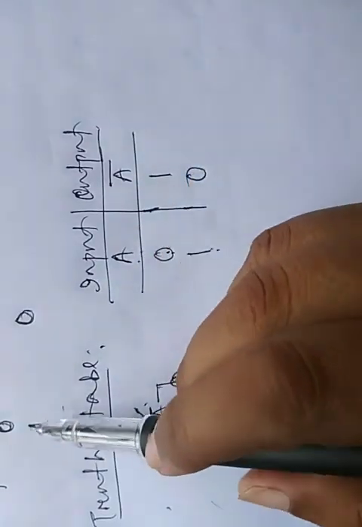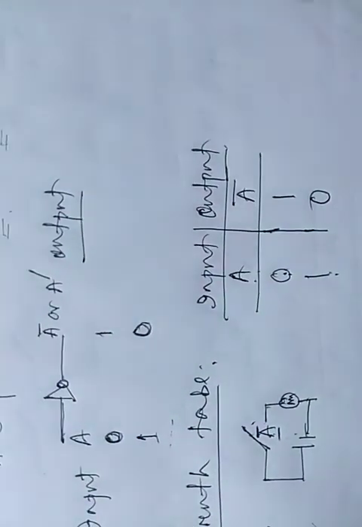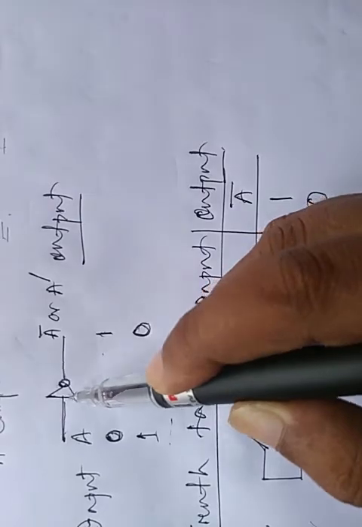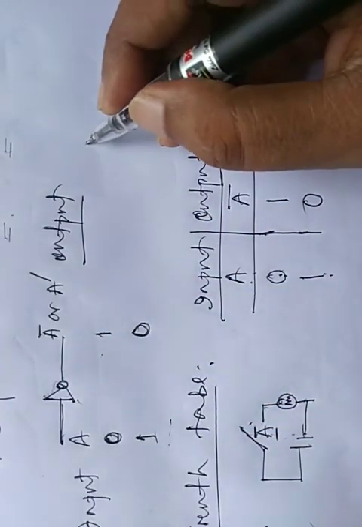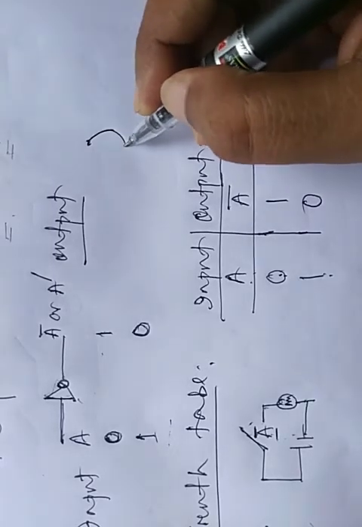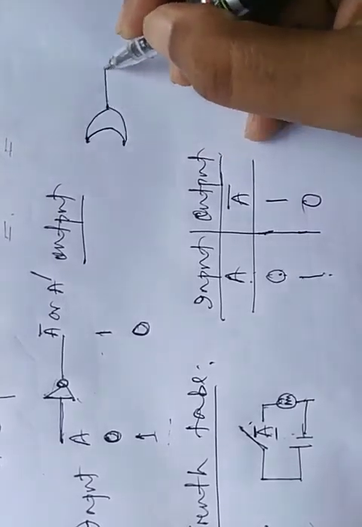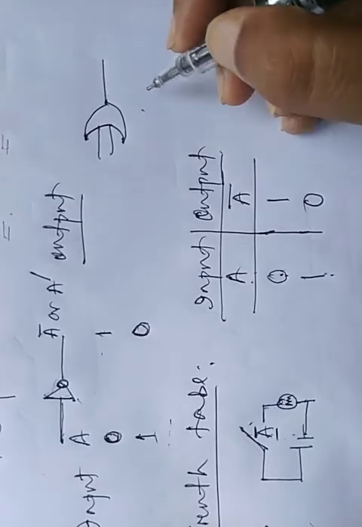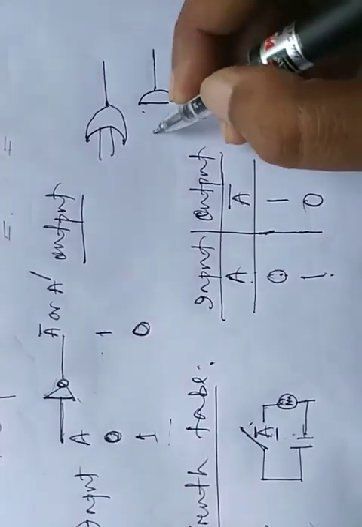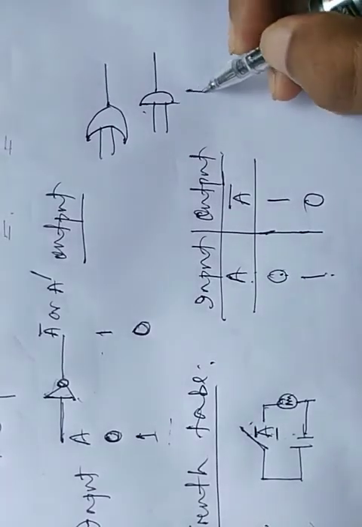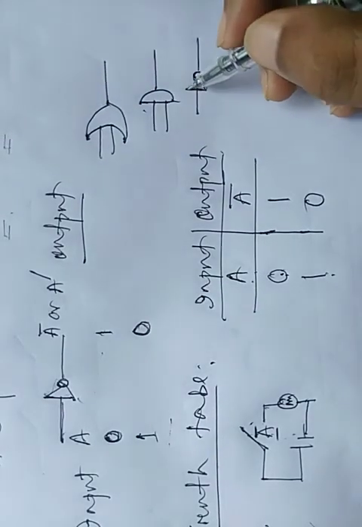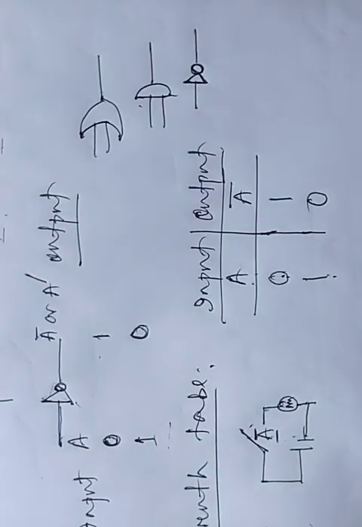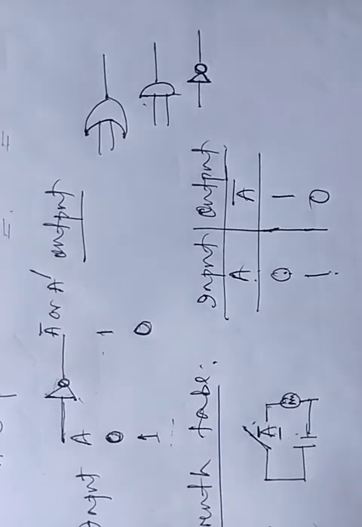It works with only one input signal and its symbol is like a triangle. The OR operation is not a triangle, I am telling you many times, it is like the tail of a fish. This is OR operation. For AND operation, it is D. And for NOT operation, it is a triangle with a circle. The circle denotes NOT. Clear? So this is our NOT gate. It is quite easy.